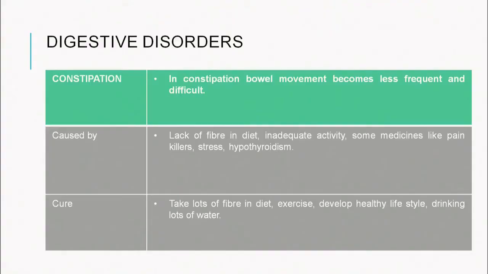Now, the next disorder is constipation. In constipation, the bowel movement becomes less frequent and difficult, and it can be due to lack of fiber in the diet, or if we do not take adequate water, or maybe due to the reaction of certain painkillers or medicines, or stress, or it could be due to hypothyroidism. The cure is to take lots of water and fiber in your diet.